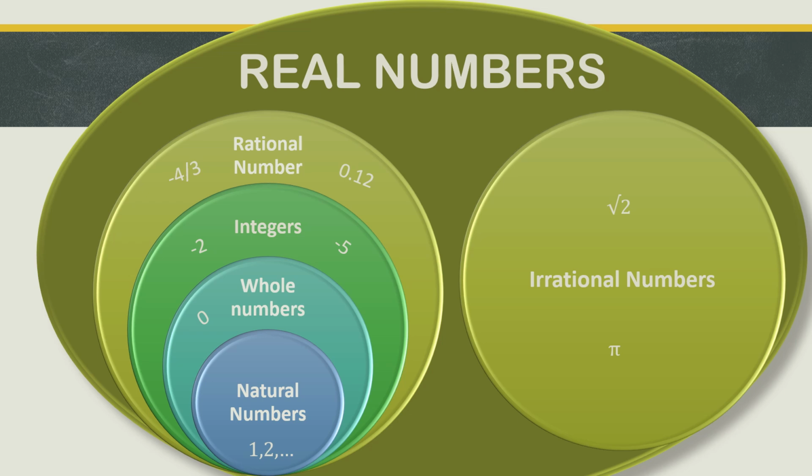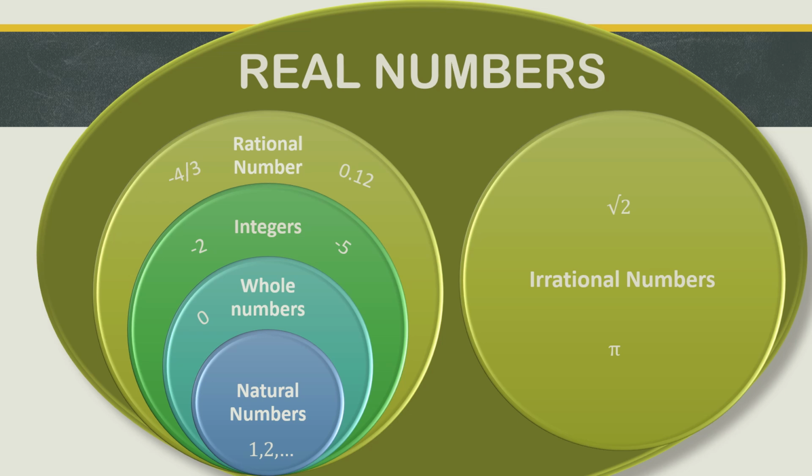Now, real numbers consist of rational numbers and irrational numbers. A rational number is a number which can be expressed in the form of p by q, where q is not equal to 0 and p and q are integers.